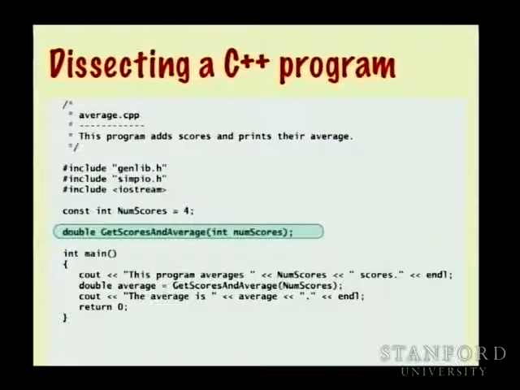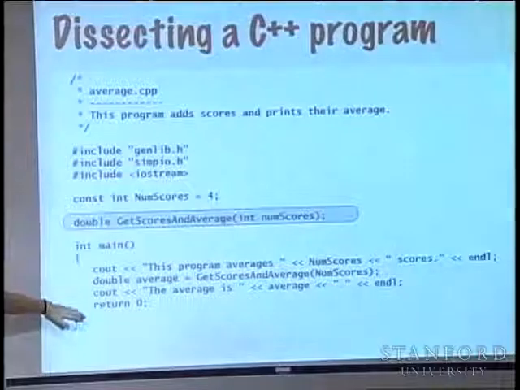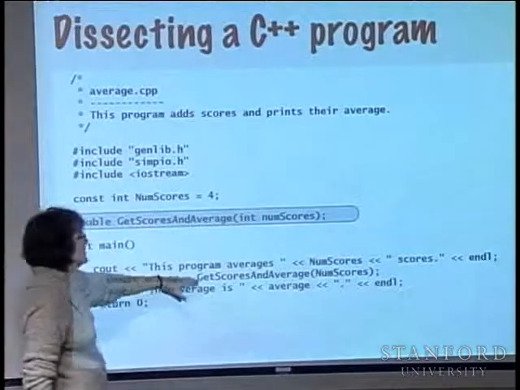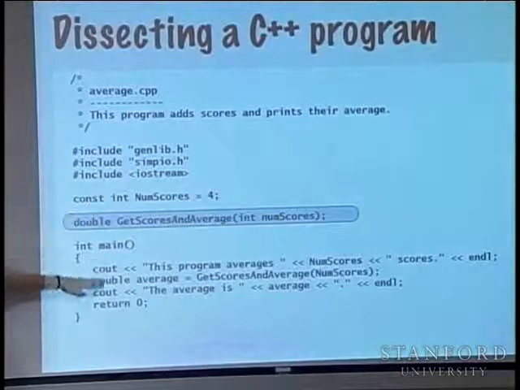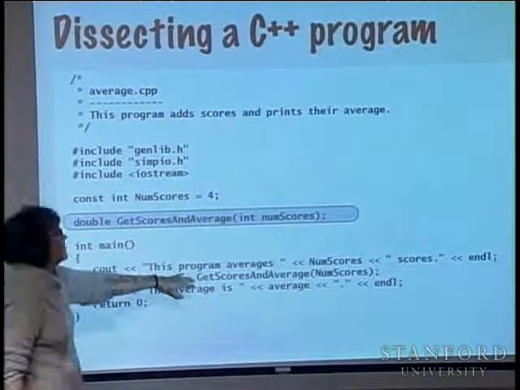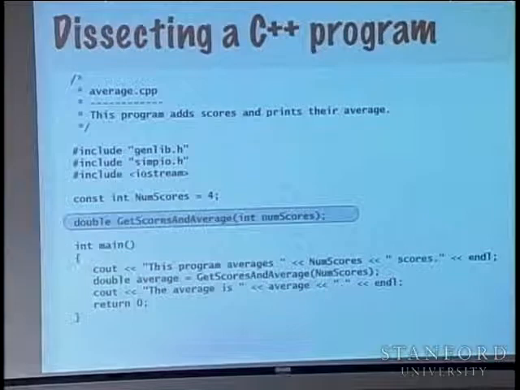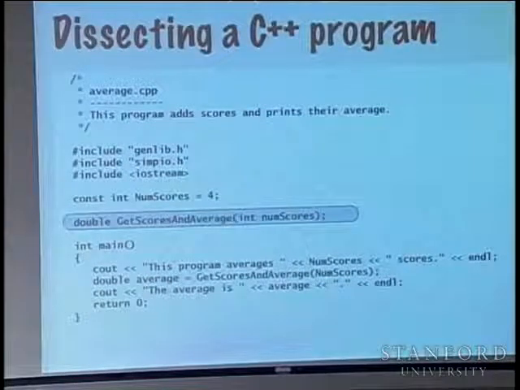It happens that in the main function, which is the one where code starts from, I want to make a call to this getScores and average function. If I had left this prototype off, when the compiler gets to this line where I'm making that call, it hasn't yet seen anything about getScores and average. It's actually on the next page. And it will complain. It will say, I don't know what this function is. You haven't told me about it. It came out of nowhere.